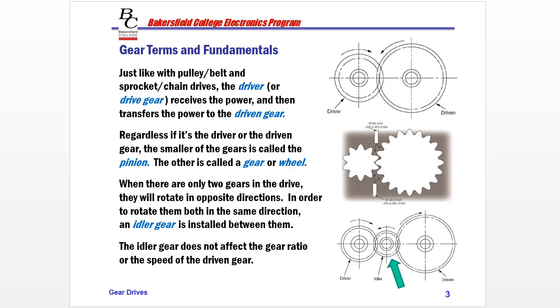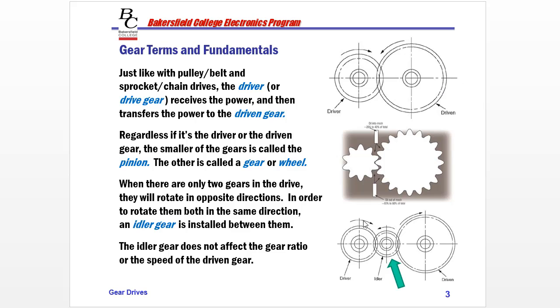The next thing we need to discuss on this slide is the presence of what is called an idler gear. So let's take this illustration for example. Since this is the driver, and if it is turning clockwise, as the gear teeth mesh, it's going to turn the driven counterclockwise. So in a two-gear set, we will always have an opposite rotation from the driver to the driven.